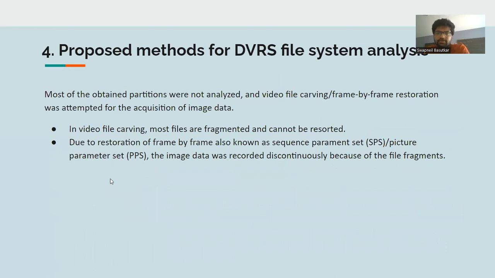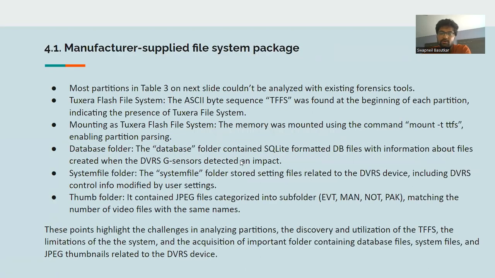The proposed method for DVR is file system analysis. Most of the obtained partitions were not analyzed. Video file carving and frame-by-frame restoration were attempted for acquisition of the image. In video file carving, most files are fragmented and cannot be restored. Due to restoration frame by frame, using the sequence parameter set (SPS) and picture parameter set (PPS), the image data was recorded discontinuously because of file fragments. That's so obvious.